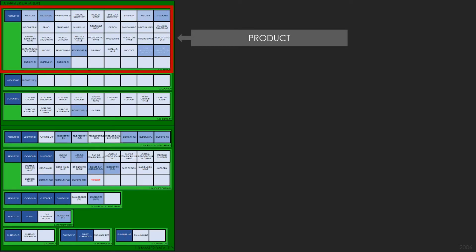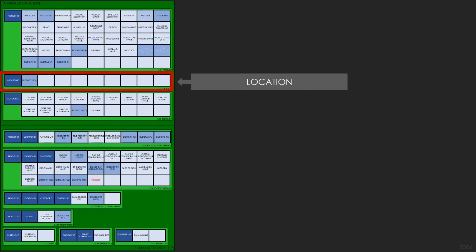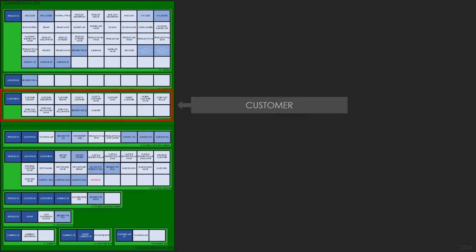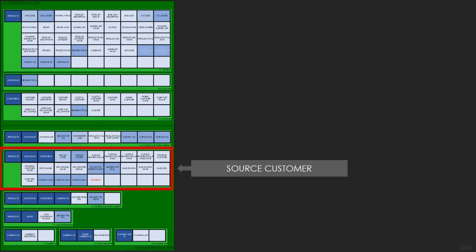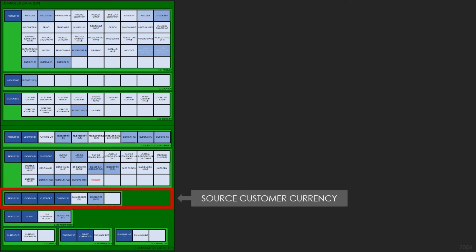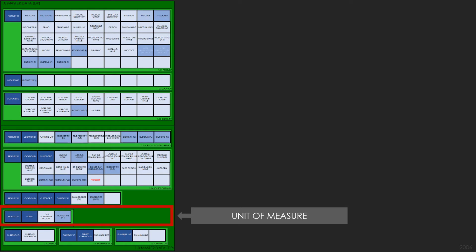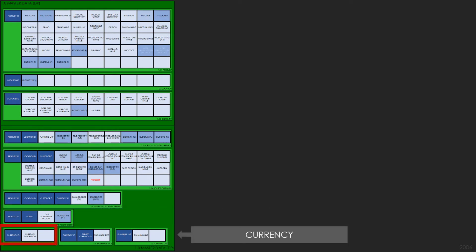High level master data types: Product, Location, Customer, Location product, Source customer, Source customer currency, Unit of measure, Currency, Exchange rate, Planning unit.